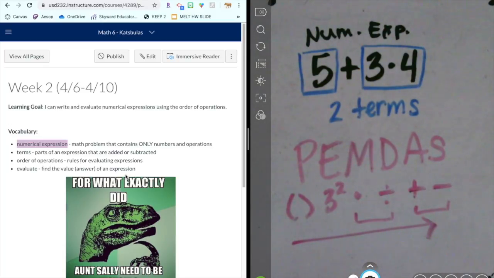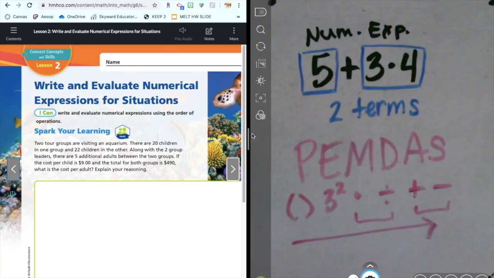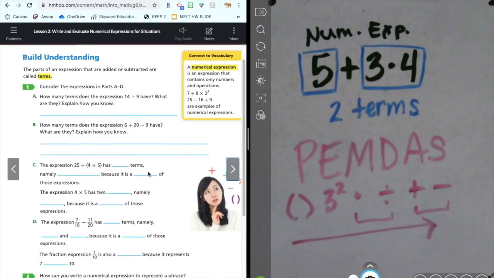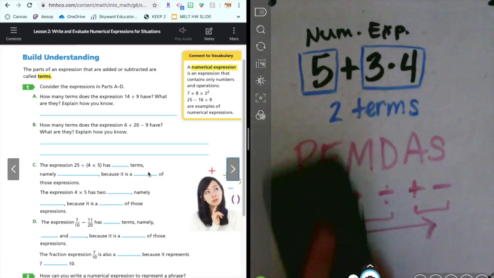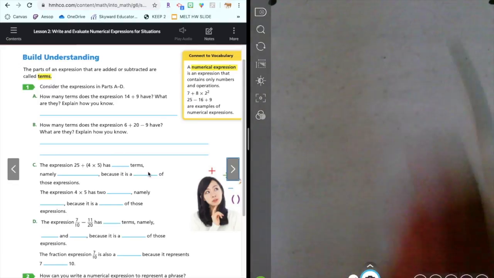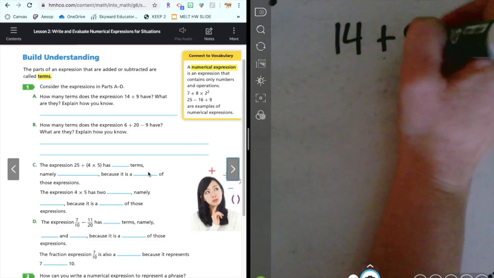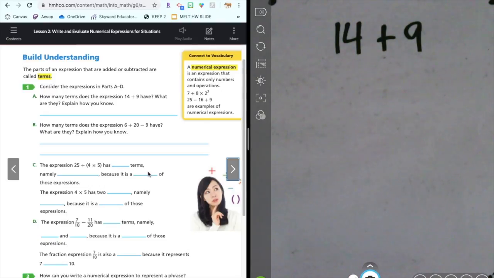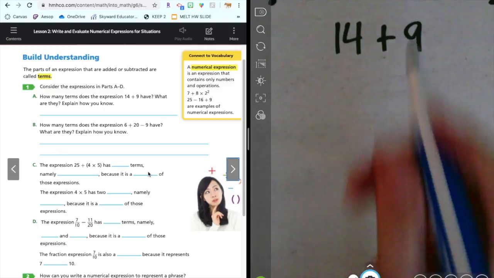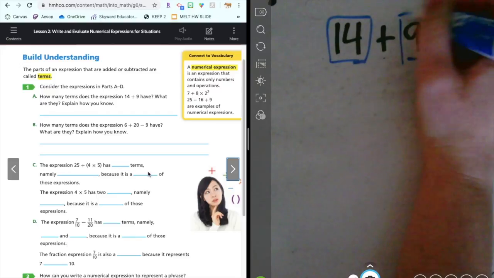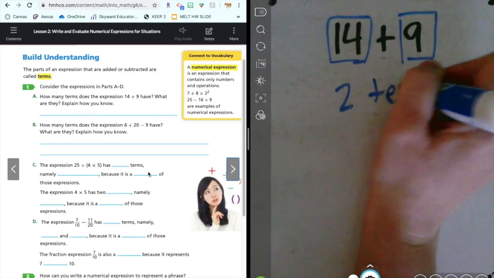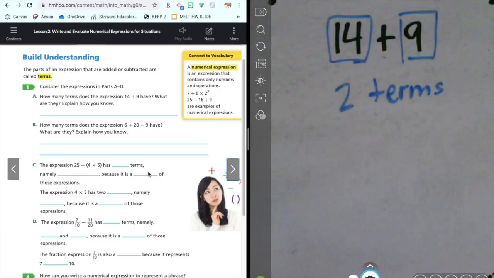And anytime you see the word evaluate, that just means get the answer. So back to our learning here. We are going to build some understanding and practice expressions and terms. Like I said, terms are the parts that are added or subtracted. So if we had 14 plus 9, how many terms does that have? Well, remember, terms are what's added or subtracted. So I see a 14 and a 9. Those are being added. So this one has 2 terms. It has a 14 and a 9.